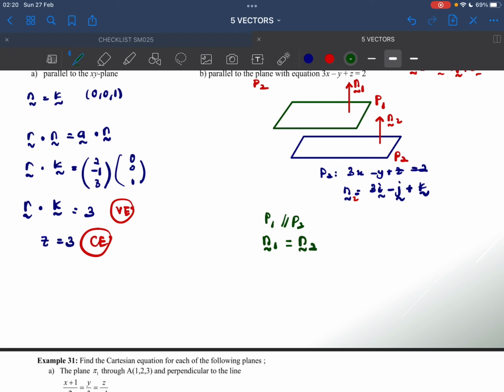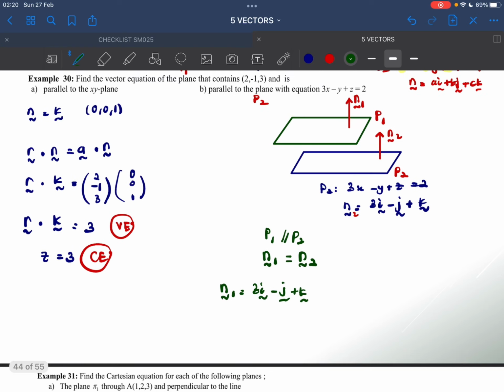Okay, remember back to equation of line. If you have two lines that are parallel, the vector equation is the same. So the same thing works here. You have two normals that are parallel, so this normal can be equal to this normal here. So the normal for plane 1 we can write as 3i minus j plus k. So now we can find the vector equation, which is r dot n equals a dot n.